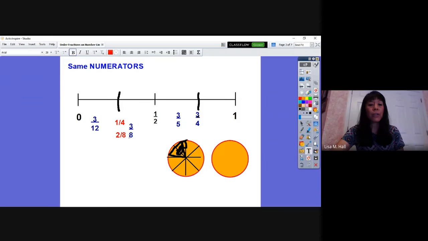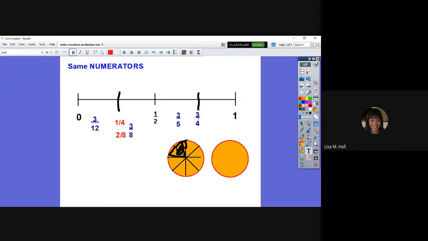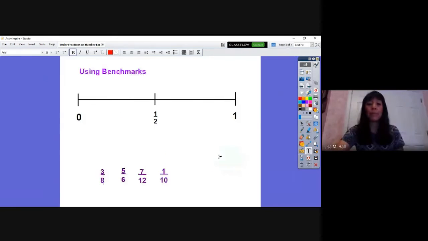Notice the denominators. Bigger, greatest, least with the denominators. But this one's different because all the denominators are different. All the numerators are different. My 1/2 is going to be really important in helping me decide where these fractions will go.